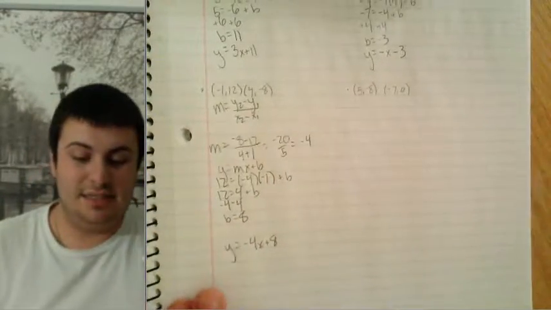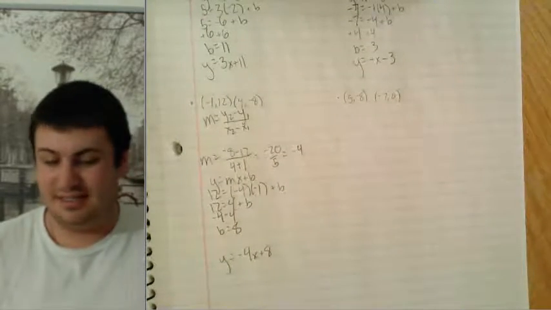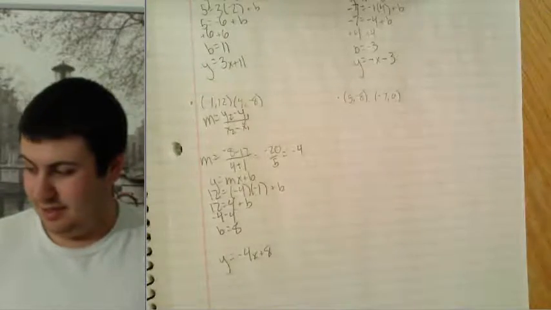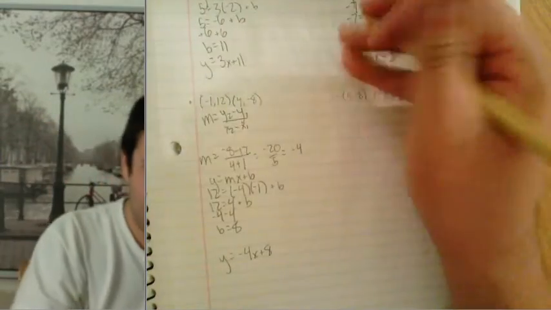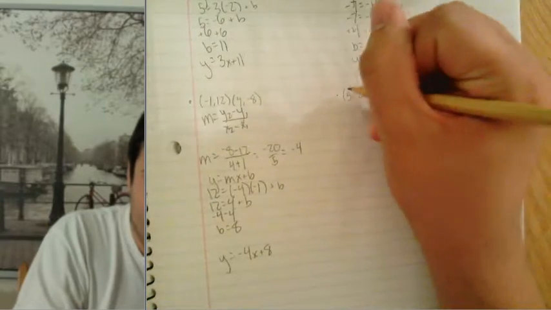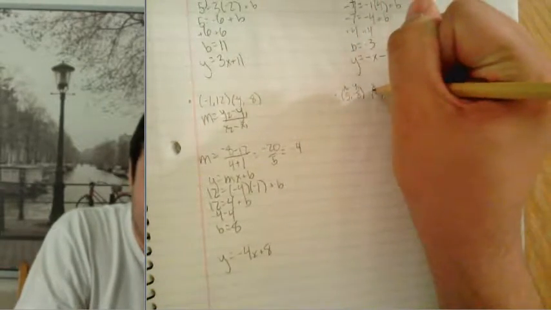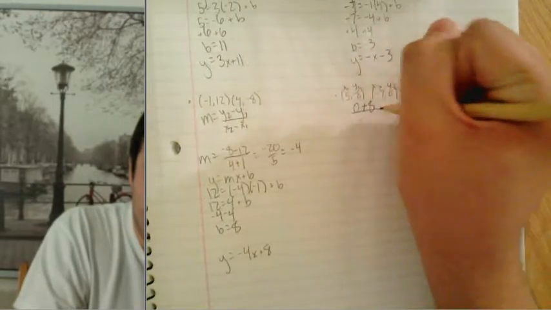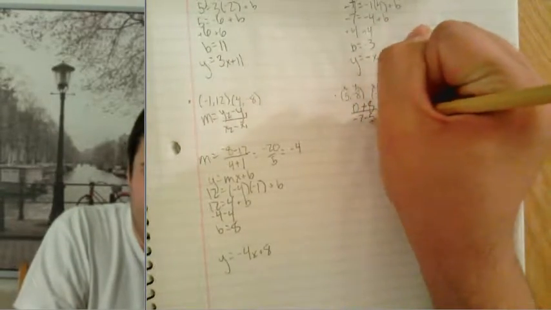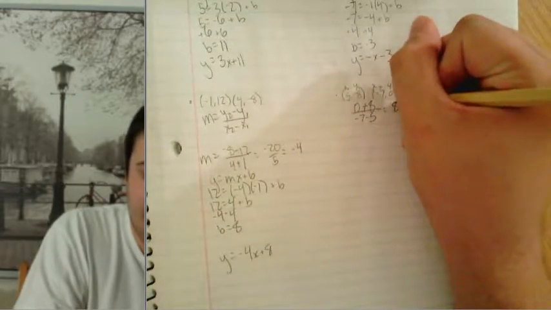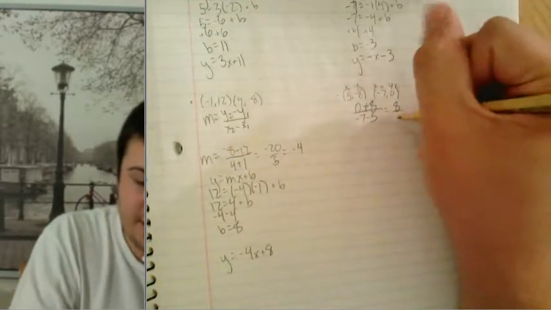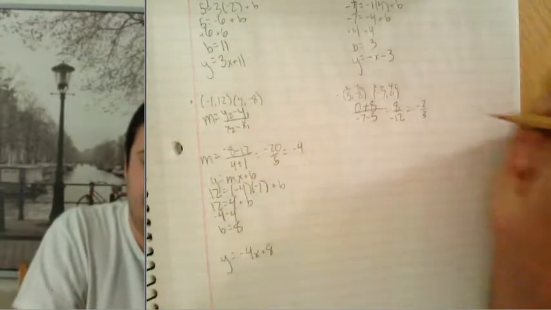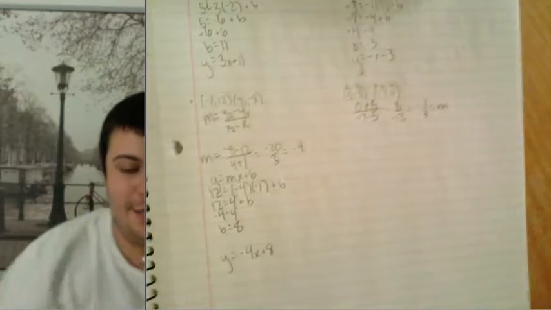Now, let's look at 5, negative 8, and negative 7, 0. Let's find the slope between those points first. So if I have x1, y1, x2, y2, I'm going to take 0 minus negative 8 over negative 7 minus 5, and see that this is 8 over negative 12, which is negative 2/3. So I know that that's my m.